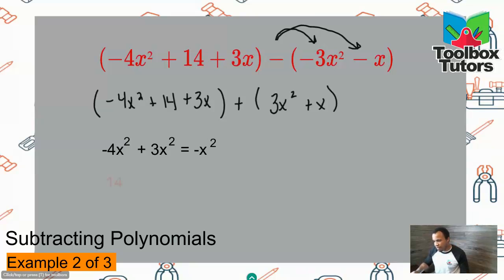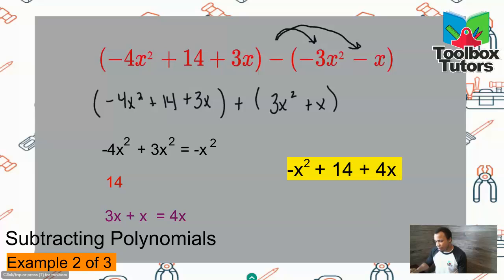Next, we have 14. 14 has no like terms, so we'll just bring this down. And last, we have 3x, which has a like term of positive x. So 3x plus x gives us 4x. So here we have our final answer of negative x squared plus 14 plus 4x.